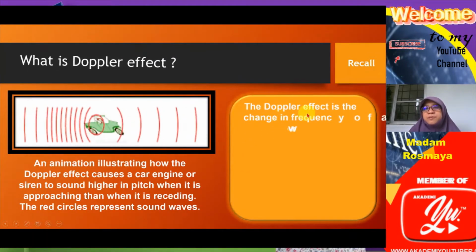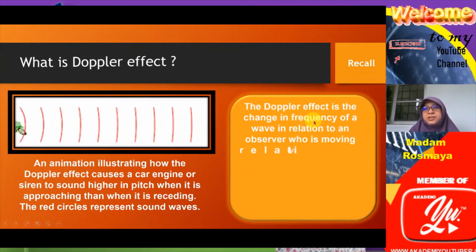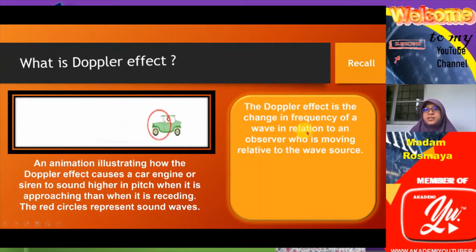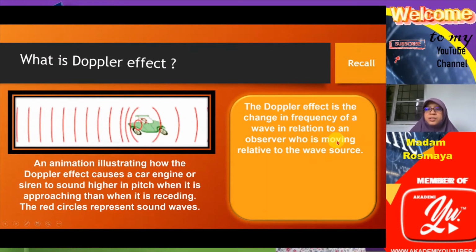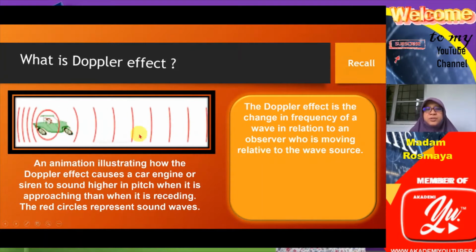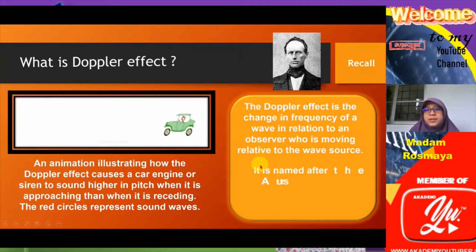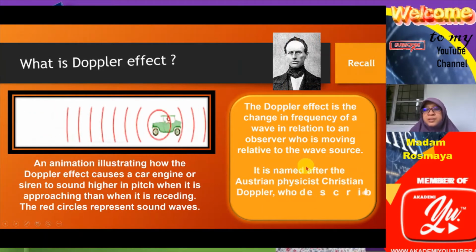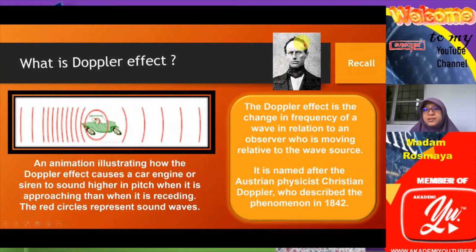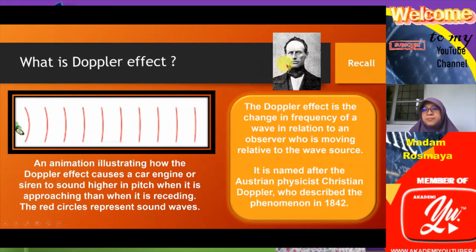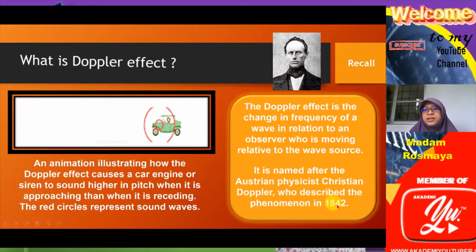The Doppler effect is the change in frequency of a wave in relation to an observer who is moving relative to the wave source. It is named after the Austrian physicist Christian Doppler, who described the phenomenon in 1842.